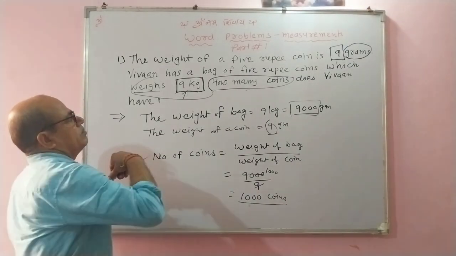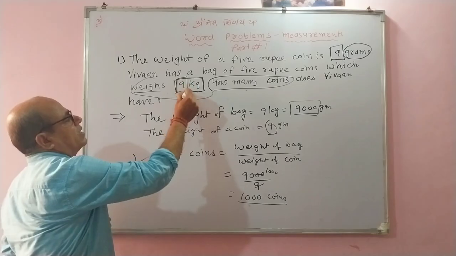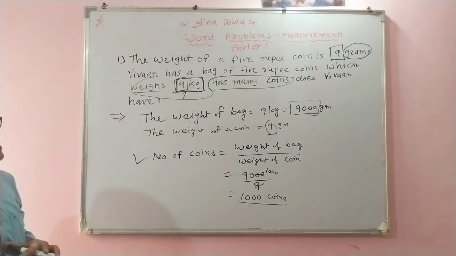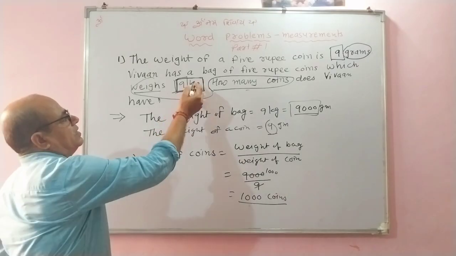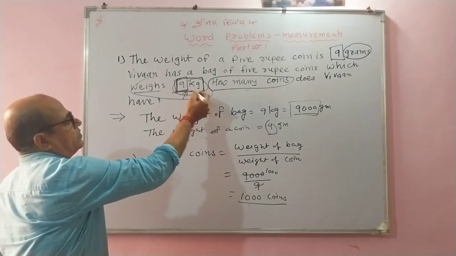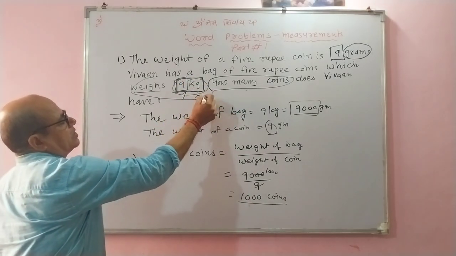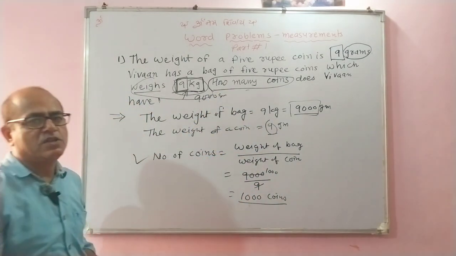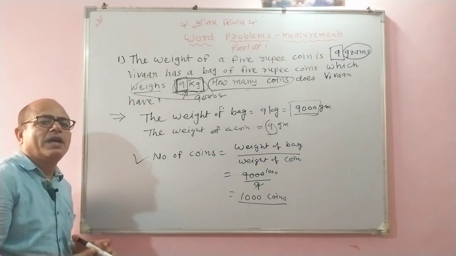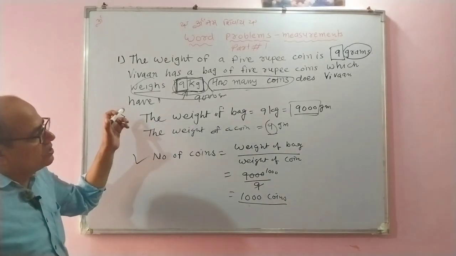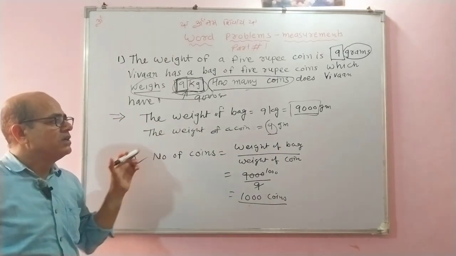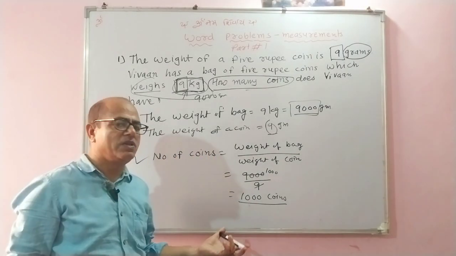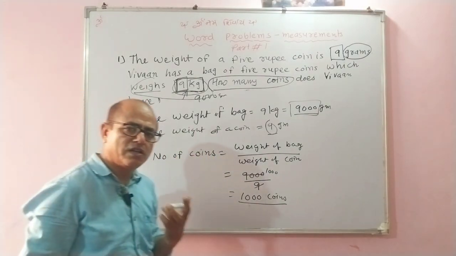Here the figures can be changed, you can change the numbers, and you can get the answer easily. If somebody has given 9000 gram directly instead of kg, then no need to convert, directly you can divide. So as per your convenience or as per your question, you have to convert gram to kg or kg to gram, and lastly you have to divide and you will get the answer. We'll go for one more example.